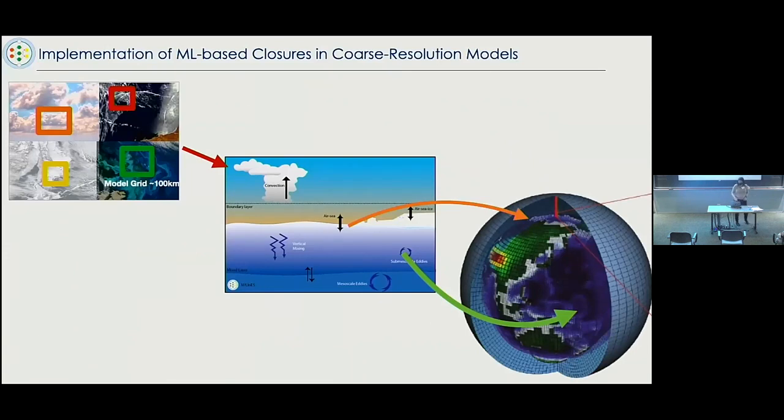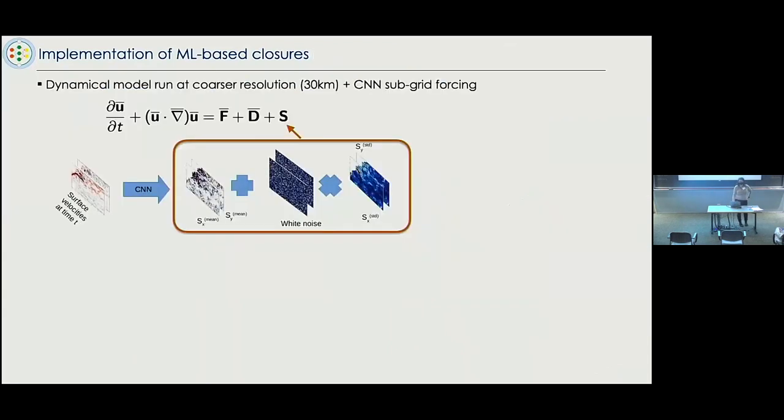Okay, so now that we calculated all these things, we need to implement them into a model, right? Because everything was offline, but at the end of the day, if I want to improve a forward coarse resolution model, I need to plug everything into an online model. Doing that in the climate model is beyond my pay grade.